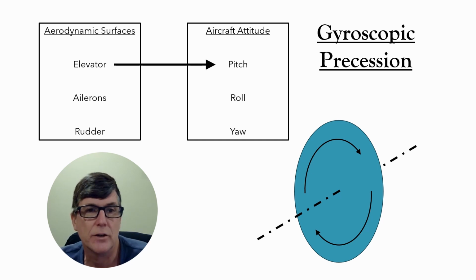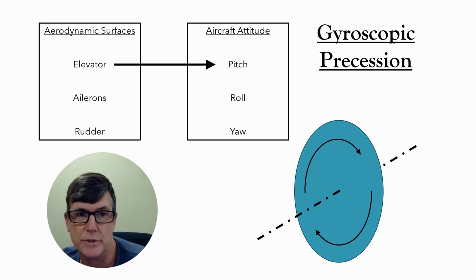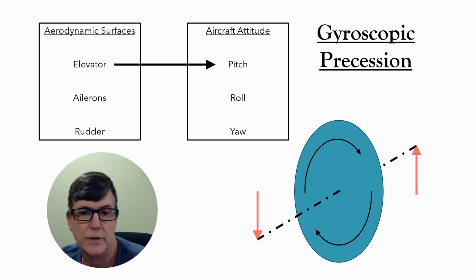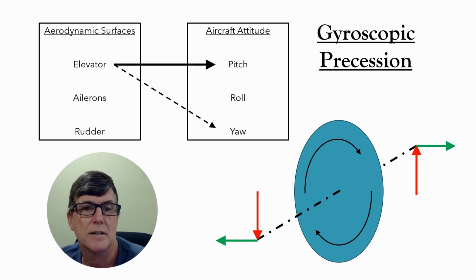There's also a secondary effect of using the elevator due to a phenomenon called gyroscopic precession. The spinning propeller acts as a gyroscope. When we change the axis of rotation of a gyroscope, there's a reaction torque that is offset by 90 degrees. This creates a yaw moment in response to a change in the pitch attitude. This secondary effect of yaw is strongest in airplanes that have a large propeller, and it's strongest when that propeller is turning at a high speed.